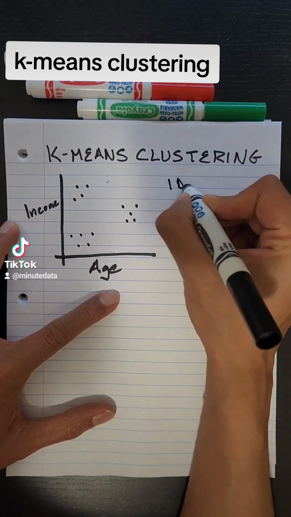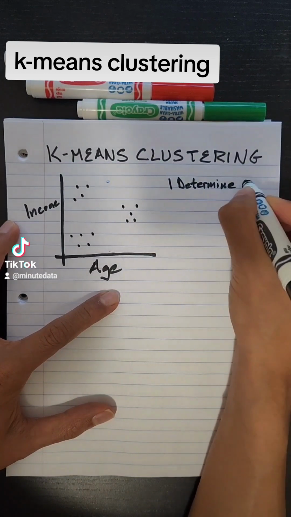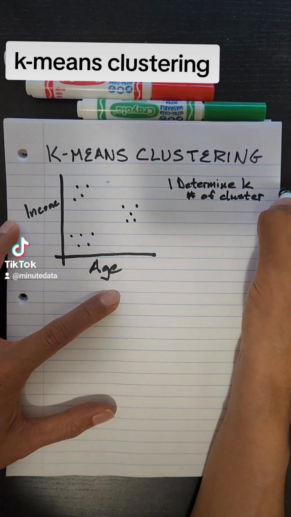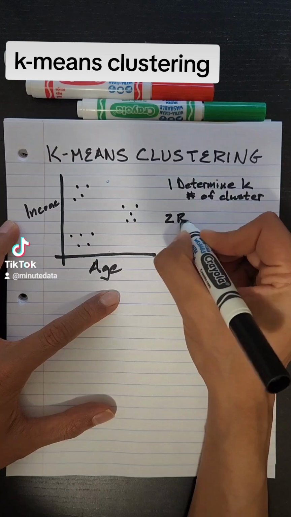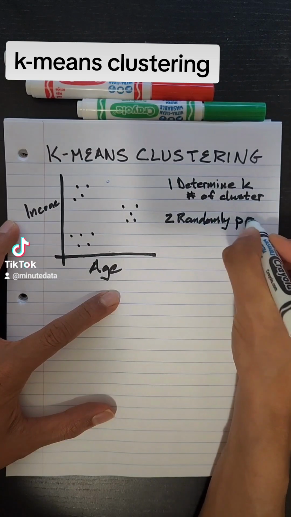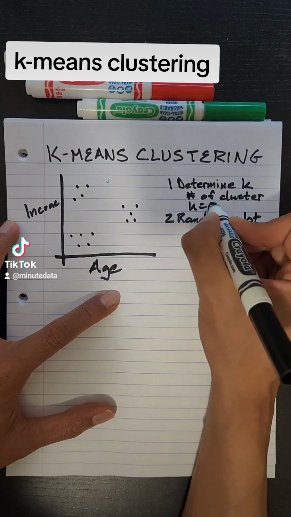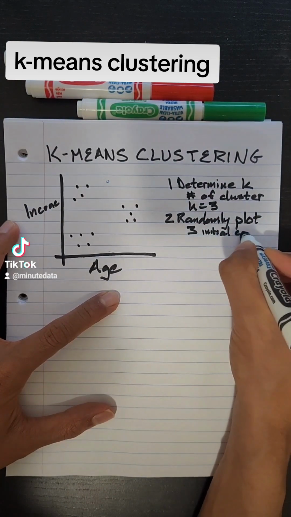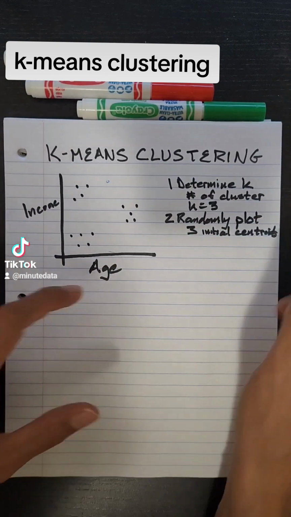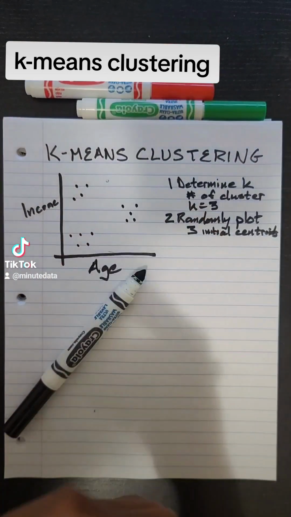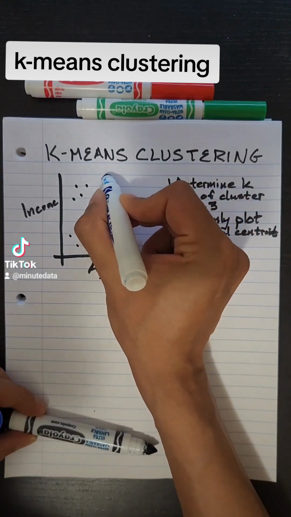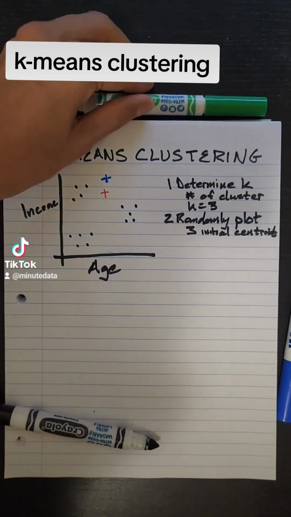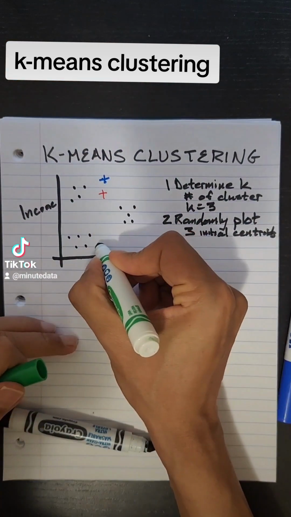So step 1, we're going to determine K, which is the number of clusters. And we'll actually have a separate video to discuss this. Step 2, we're going to randomly plot. Let's say in this example, K is 3. So we're going to randomly plot 3 initial centroids. And centroids are essentially the center of your clusters. So let's say we have one center here, another center there, and again, this is random. Let's put another center here.